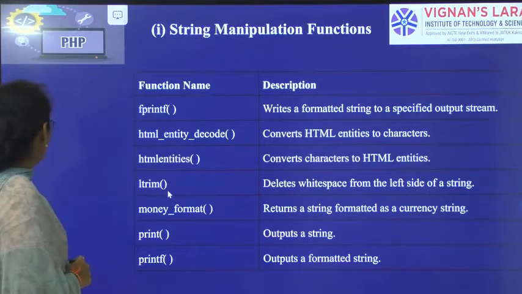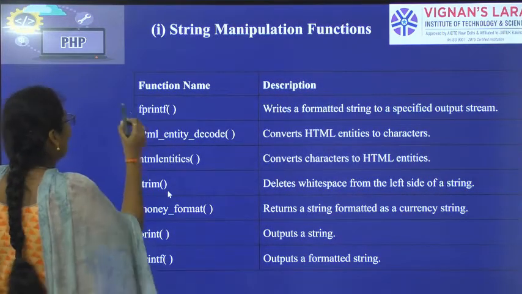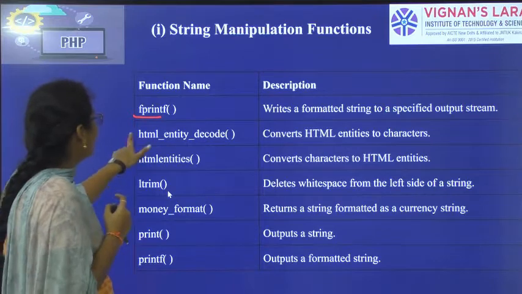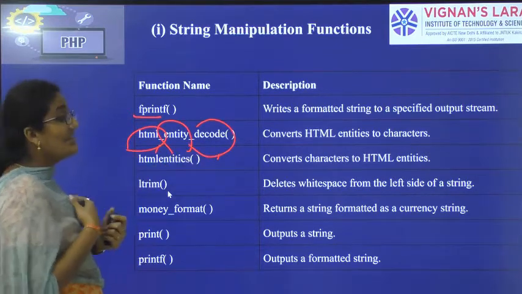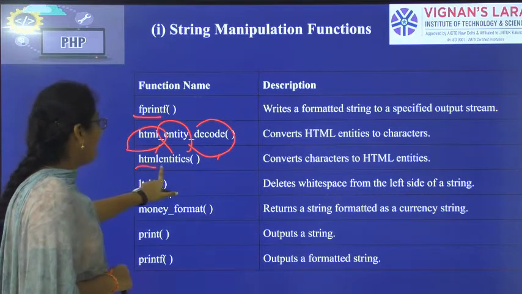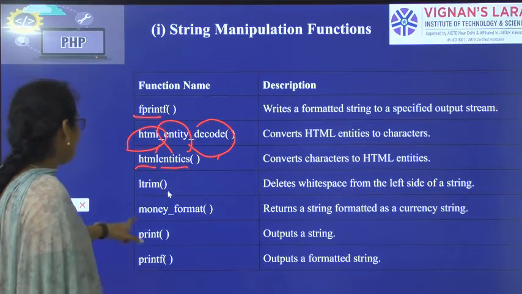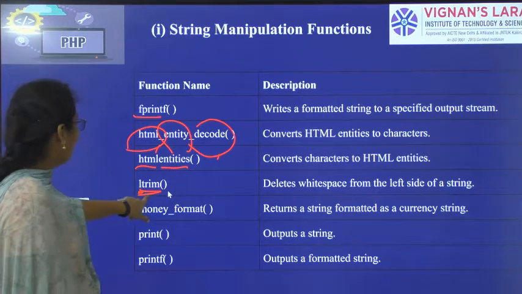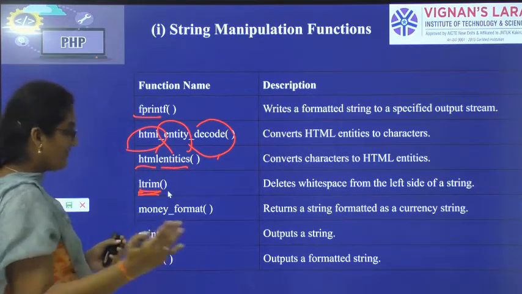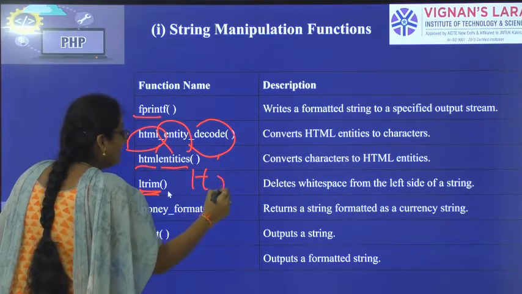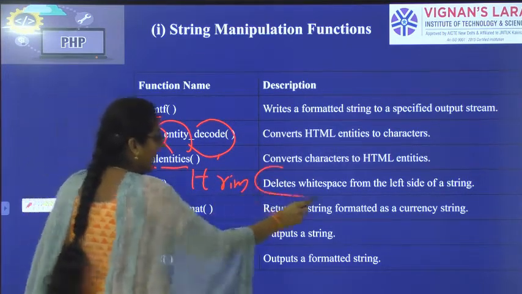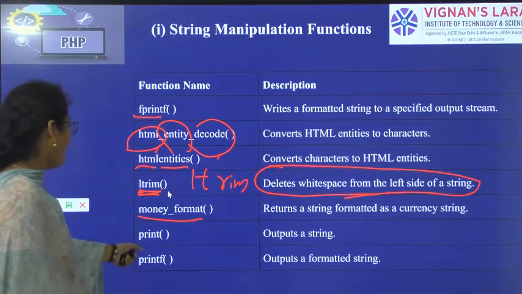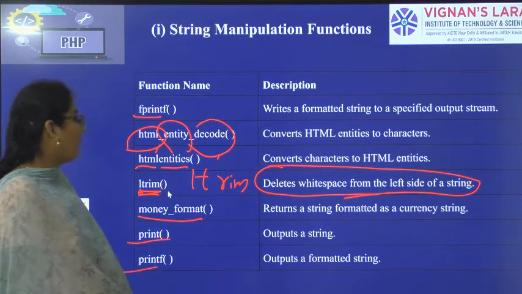So let us see some more string manipulation functions. fprintf writes a formatted string to the specified output stream. html_entity_decode converts HTML entities to characters. htmlentities converts characters to HTML entities. ltrim deletes the white spaces from the left side of the string. money_format returns the string formatted as a currency string. print outputs a string. printf outputs a formatted string.